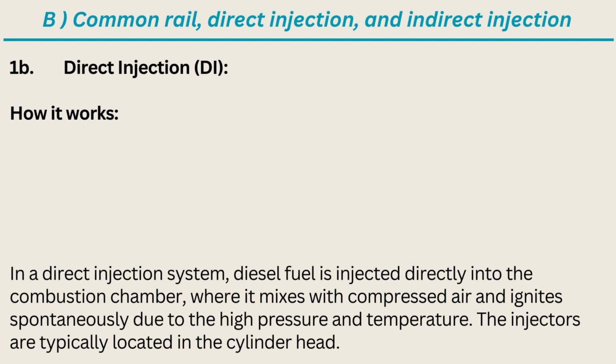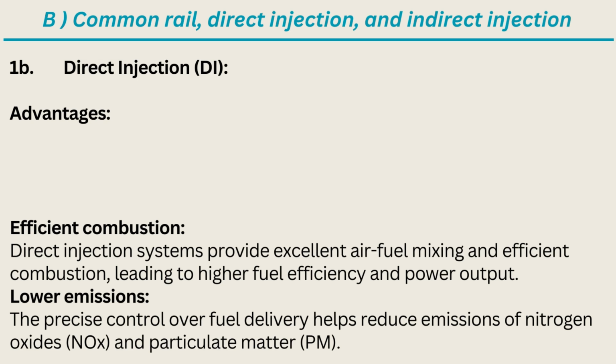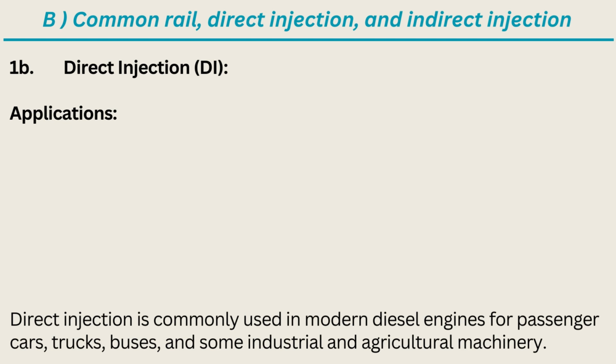The injectors are typically located in the cylinder head. Advantages. Efficient combustion. Direct injection systems provide excellent air-fuel mixing and efficient combustion, leading to higher fuel efficiency and power output. Lower emissions. The precise control over fuel delivery helps reduce emissions of nitrogen oxides, NOx, and particulate matter, PM. Applications. Direct injection is commonly used in modern diesel engines for passenger cars, trucks, buses, and some industrial and agricultural machinery.